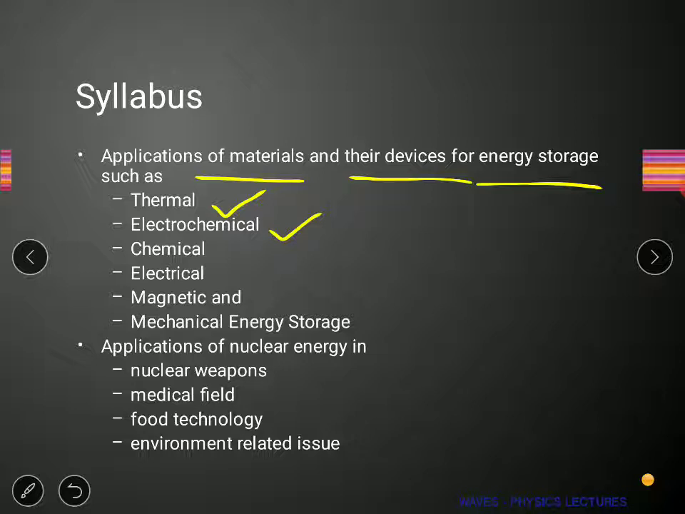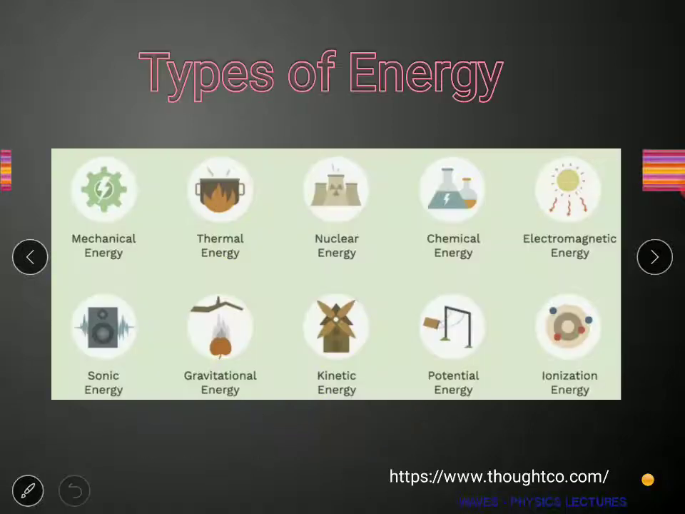Devices storing chemical energy, devices storing electrical energy, something which is very common, and then magnetic energy, and then mechanical energy sources. All of these we are going to study. Then we are going to look specifically into nuclear energy, and talk about the application of nuclear energy in nuclear weapons, the medical field, food technology, and environmental issues. We already have a very basic idea of these things. More or less this unit is going to be easy. It's not going to be very difficult. I hope you can get along with this chapter easily.